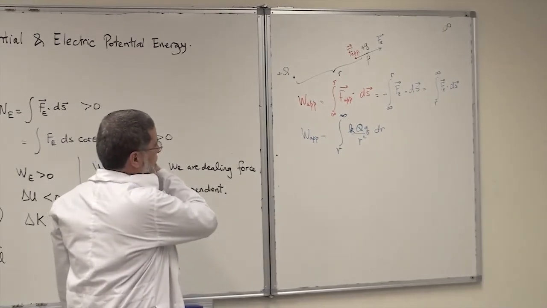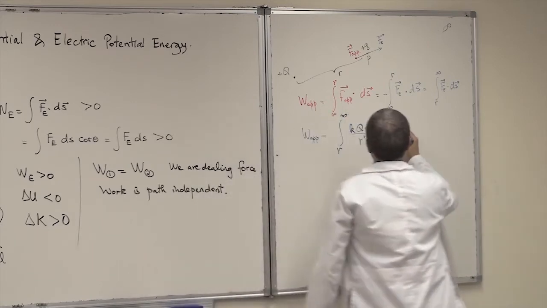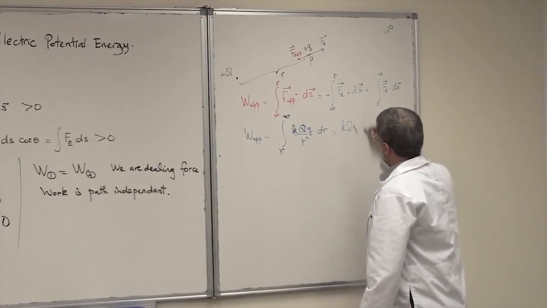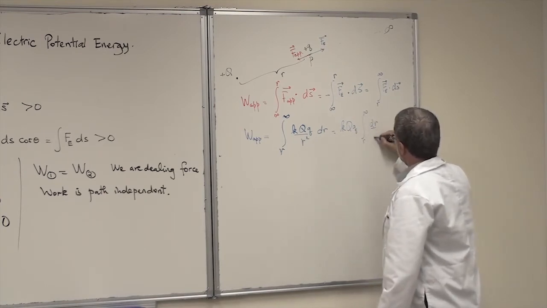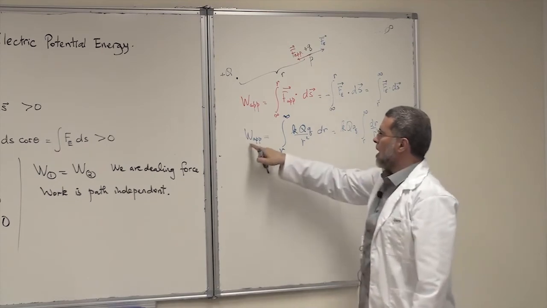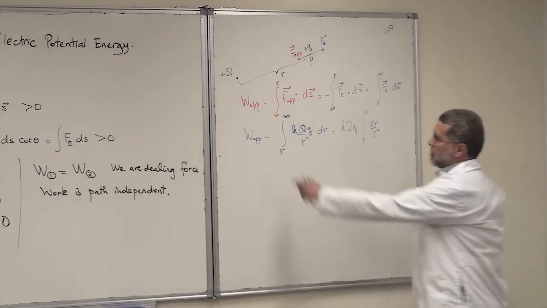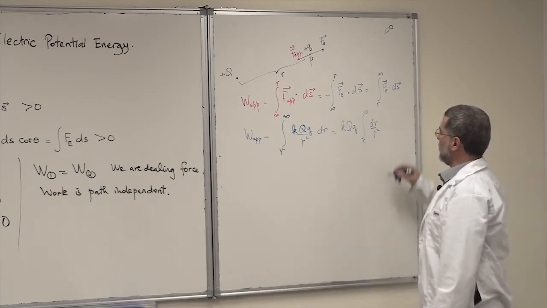Now, k, q, and q are constant. They go out of the integration. So k, q, and q, integral between r and infinity of dr over r squared. I'm trying to find the work done to bring a charge from infinity to this point here, as I'm doing the calculation. Be careful. So what is the integral of dr over r squared? It is minus 1 over r.